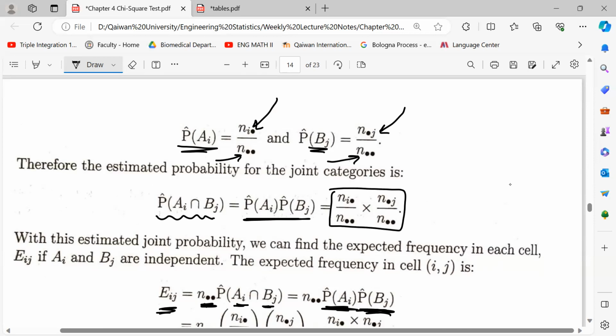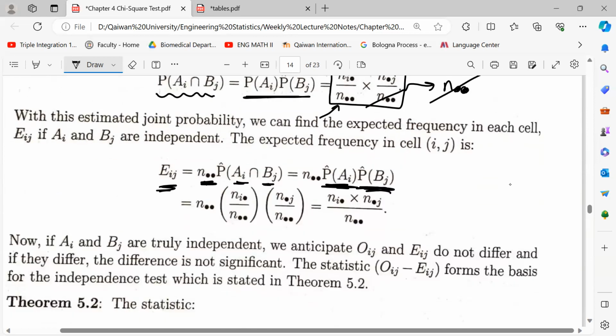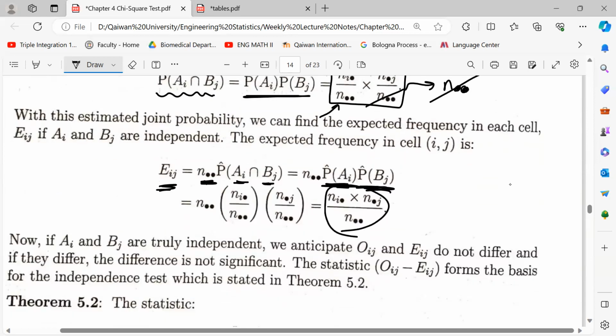To find the expected frequencies, we multiply this one by n double dot. Once we multiply this by n double dot, these two cancel each other, and we get multiplying these two over n double dot. That's it. You could just use this one always. You don't need to calculate how to get that. Just use this.